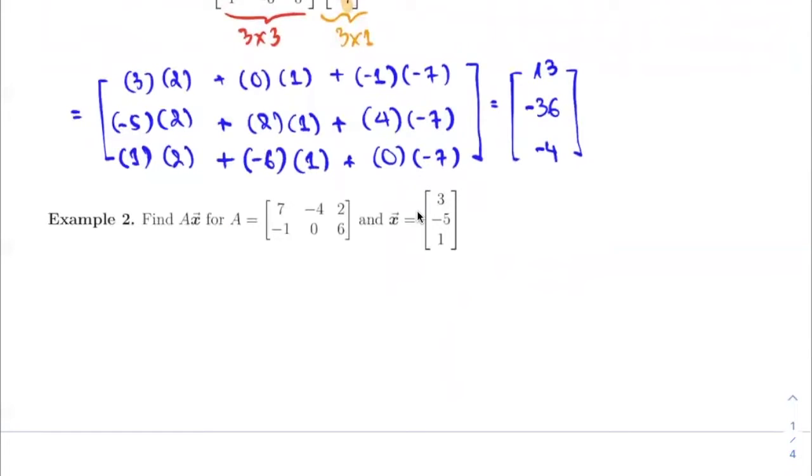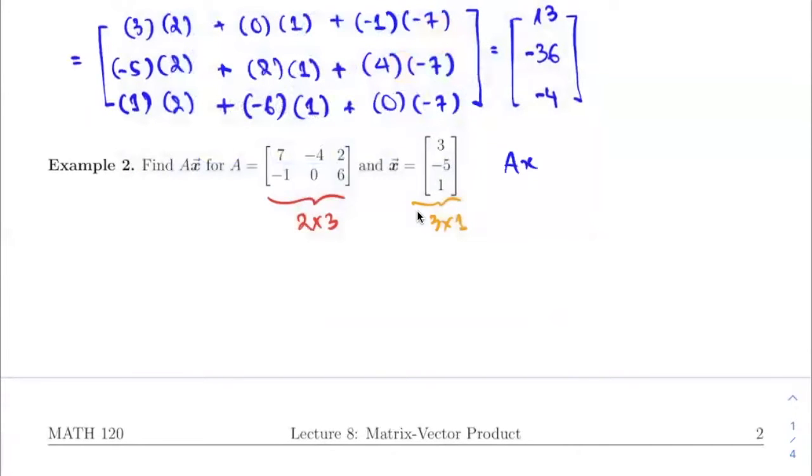Okay. Now moving on to the next example, you have a matrix A. So this is 7, -4, 2, and -1, 0, 6. So this is a 2 by 3 matrix. And this matrix is acting on a column vector. And this column vector is a 3 by 1 column vector. And the resulting vector that you're going to have is a 2 by 1 vector. So A acting on, or multiplied with, vector X should result in a 2 by 1 vector, or 2 by 1 matrix for that matter.